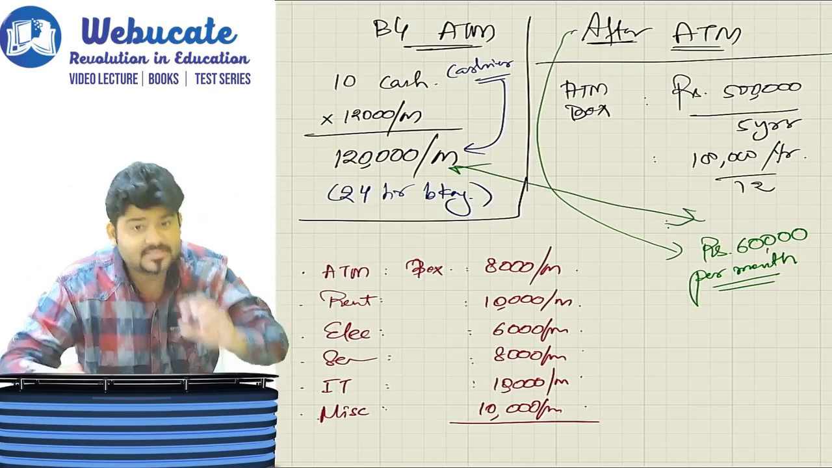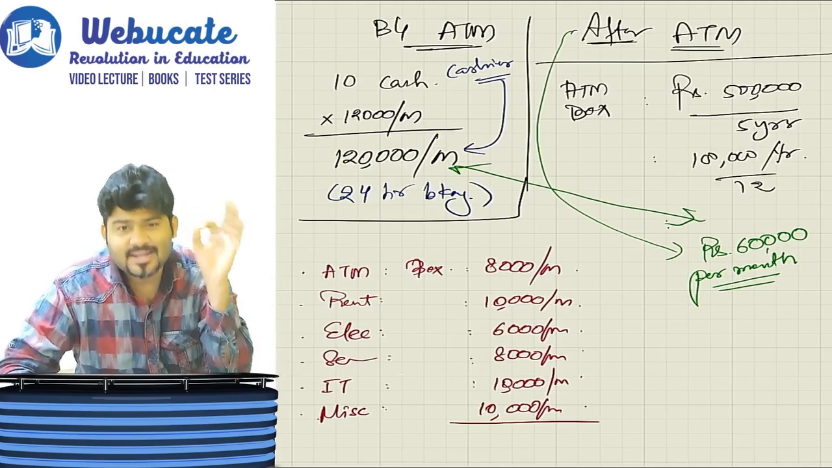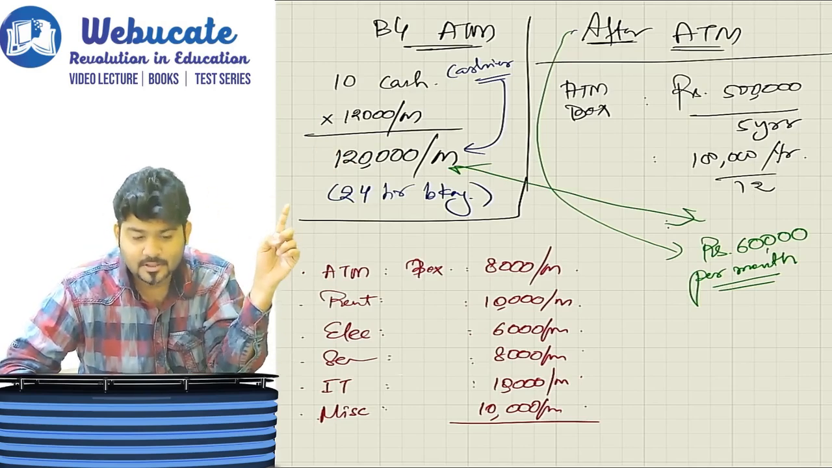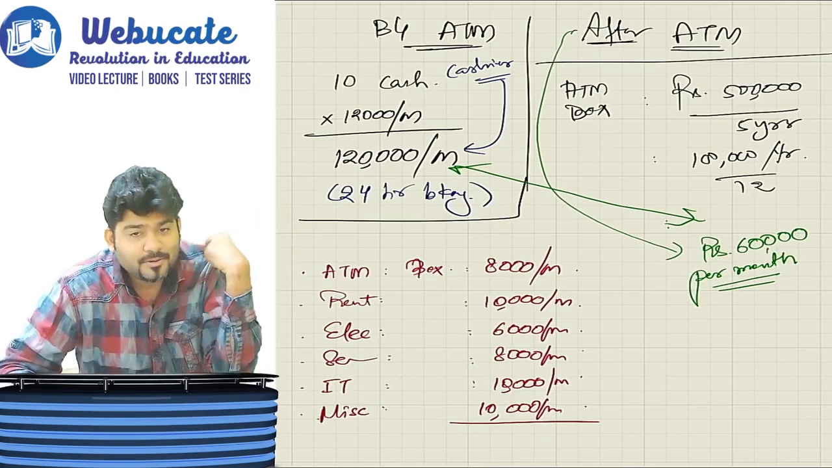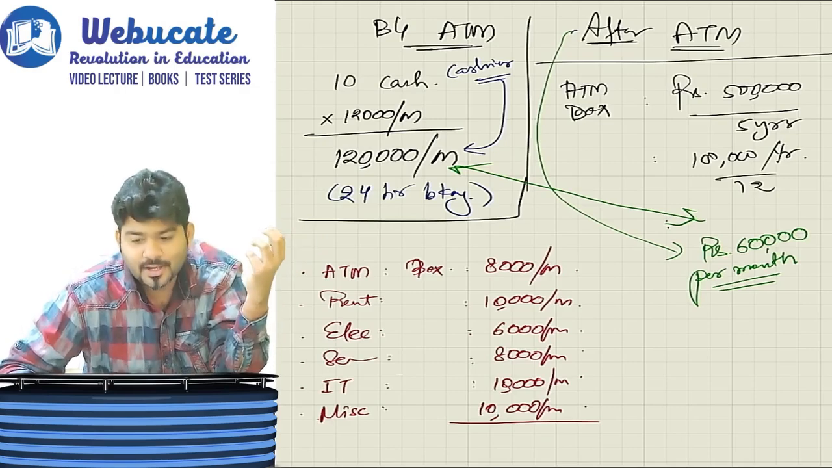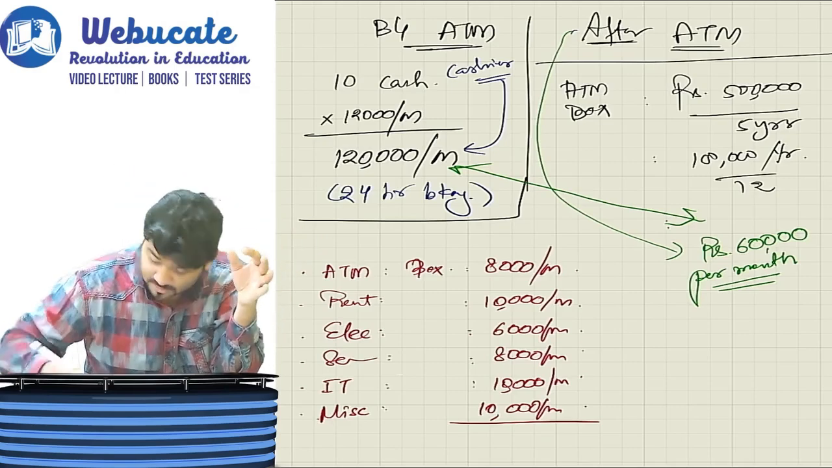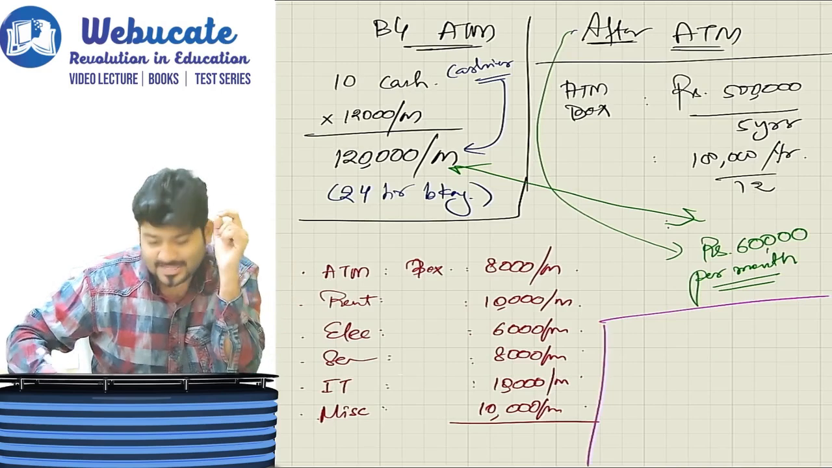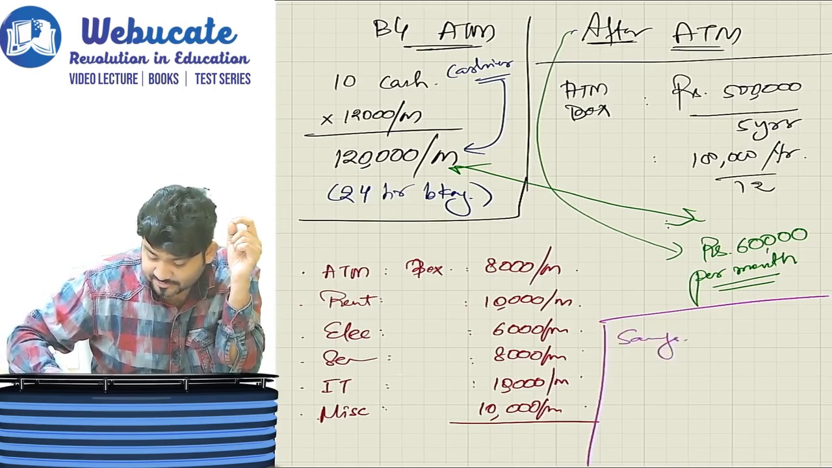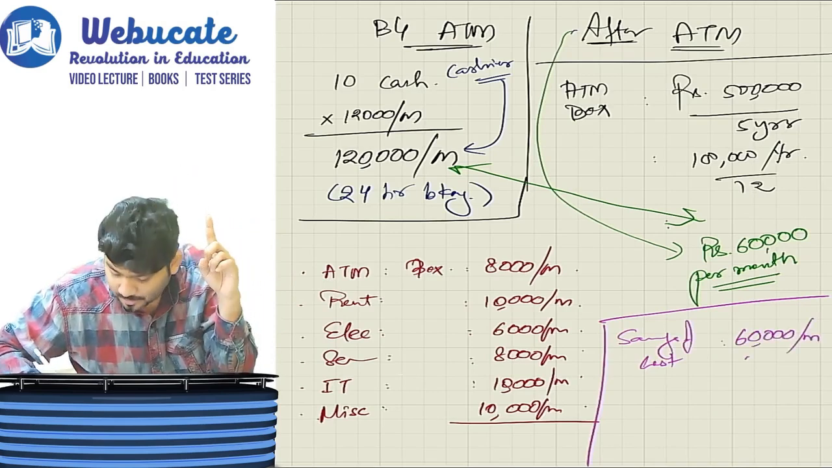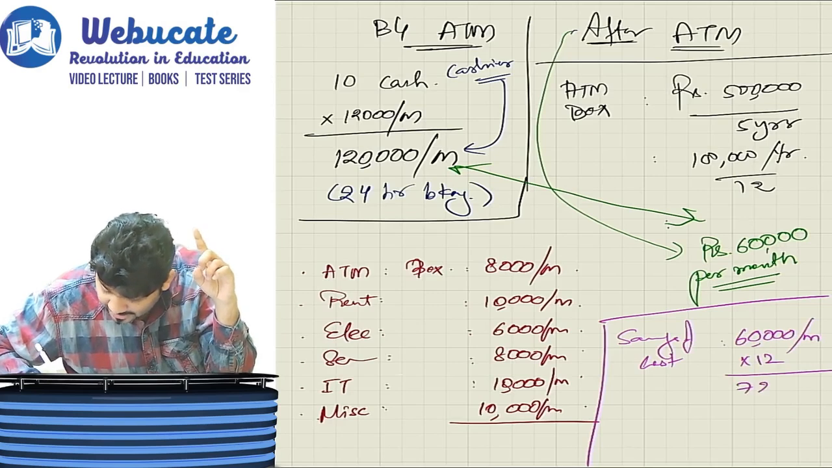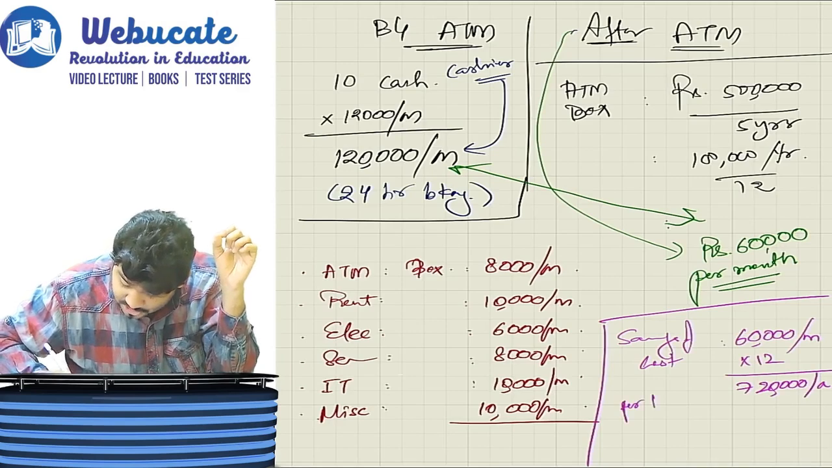Hey guys, are we understanding? Boss, 1,20,000 per month before the ATMs were there, when physically the cashiers used to come. And now it has reduced to 60,000 per month. Automation has resulted in savings of cost. How much? 60,000 per month. Multiply by 12, 7,20,000 per annum per branch.